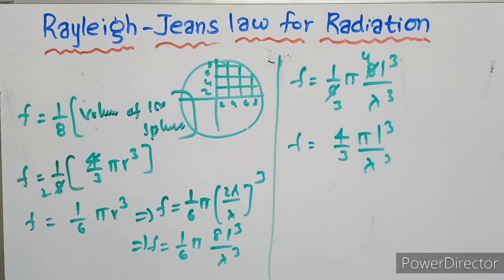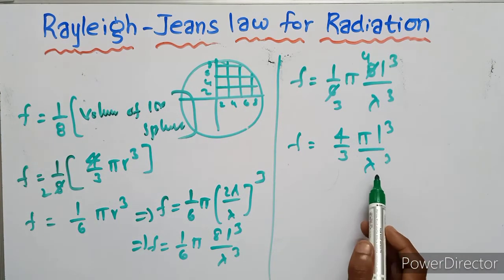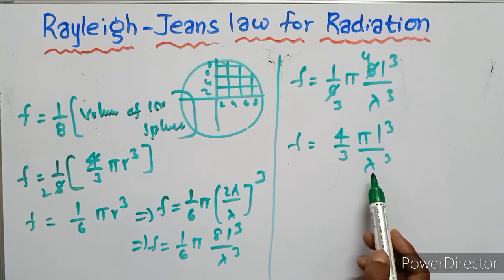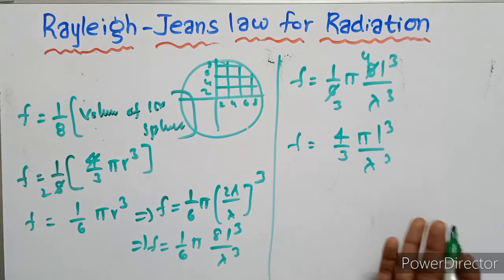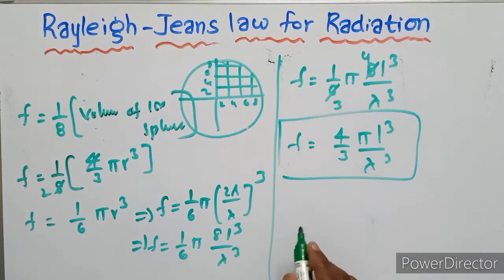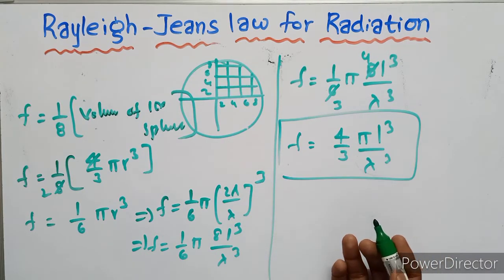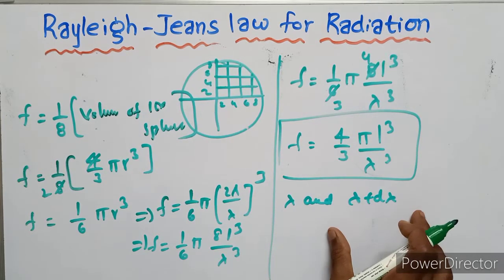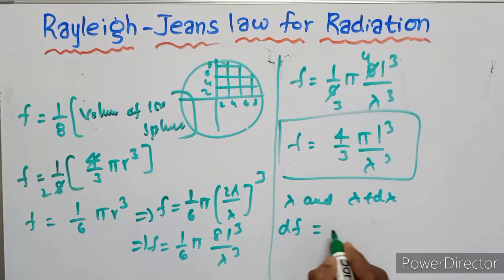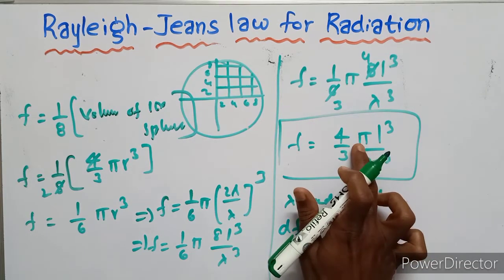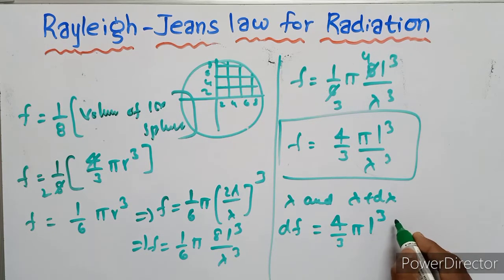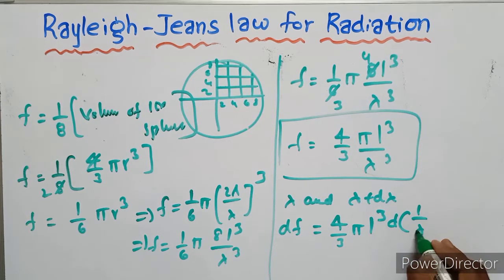This is the number of vibrations. The volume is given by F equals 4 upon 3 pi l cube upon lambda cube. So this is the frequency. The number of vibrations in positions of lambda and lambda plus d lambda is equal to dF. So this is constant, this is also constant, because 4 upon 3 pi l cube is constant, times 1 upon lambda cube.